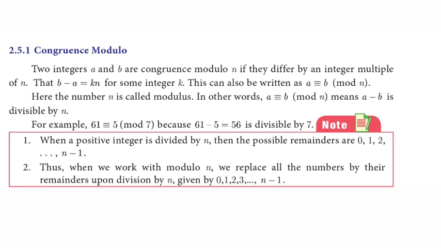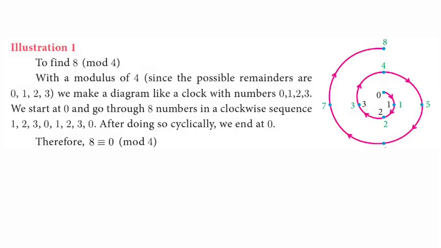n minus 1. Now we will see the illustration 1 and 2, that is, to understand the modulo concept more clearly. First, illustration 1. To find 8 mod 4, that means 8 is divisible by 4. Now take the possible remainders 0, 1, 2, 3. We draw one diagram clockwise because the value is a positive value.